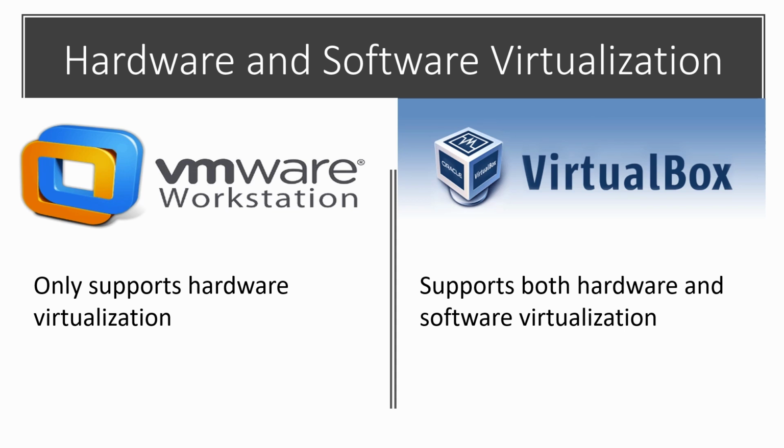Software virtualization, on the other hand, requires the host machine to emulate the entire computer system, which makes it slower in terms of performance compared to hardware virtualization. However, software virtualization is beneficial to host machines with older hardware. So VMware Workstation Pro only supports hardware virtualization, while VirtualBox supports both hardware and software virtualization.